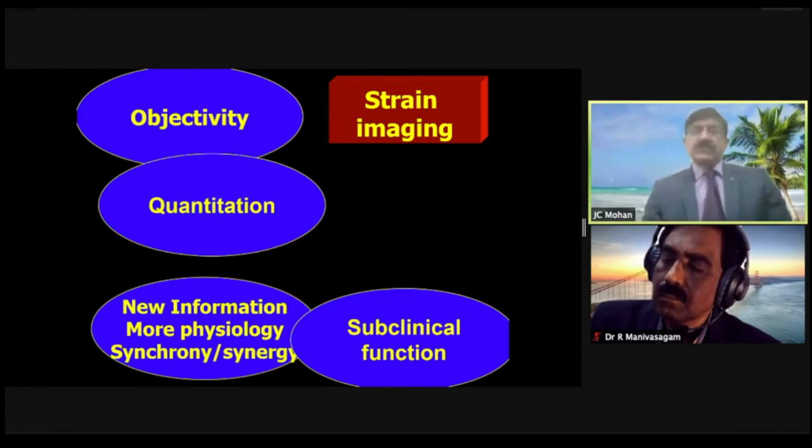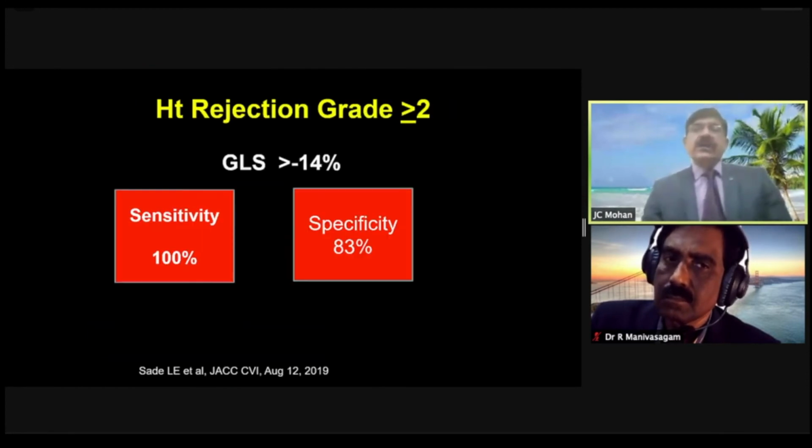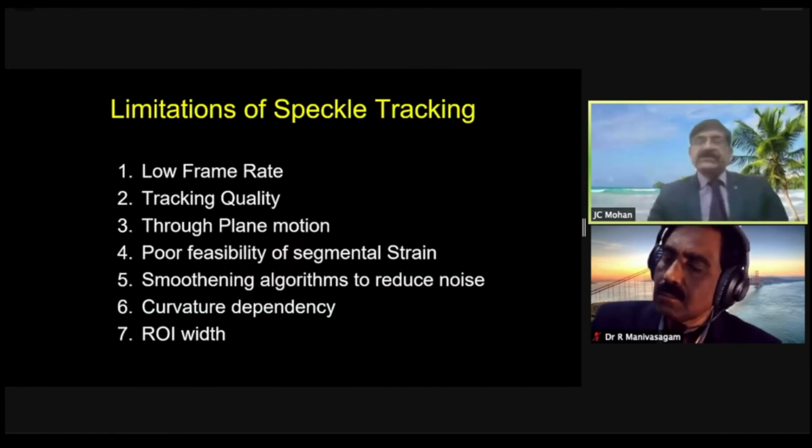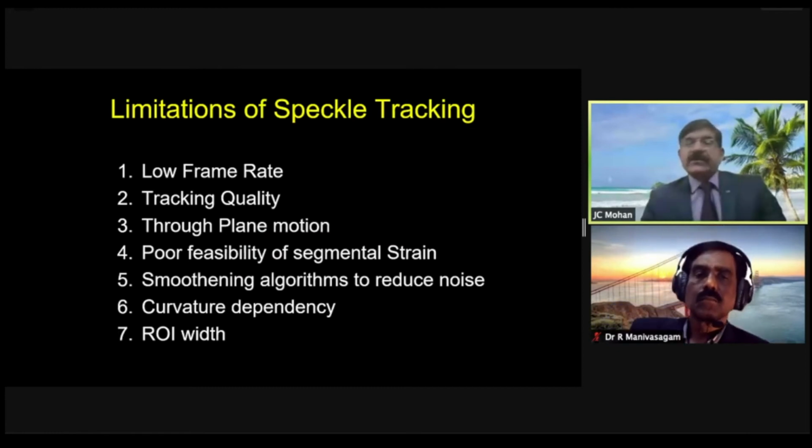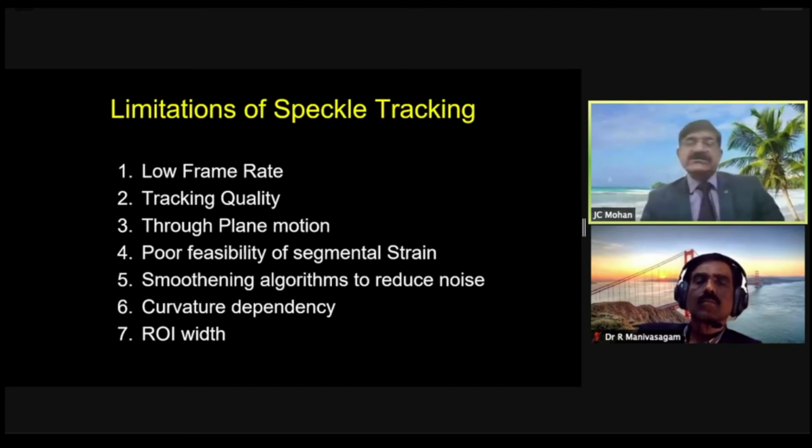So these are some of the clinical values of global longitudinal strain. There are limitations to speckle tracking. If you have a frame rate which is low, it is not a good idea. Tracking quality is low, it's not a very good idea. Through plane motion can occur. Poor feasibility of segmental strain I discussed.